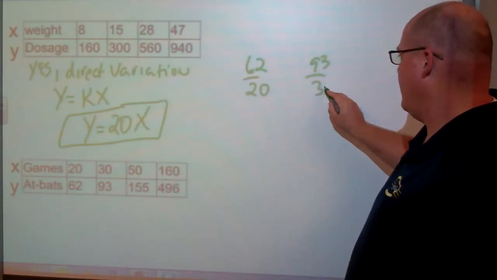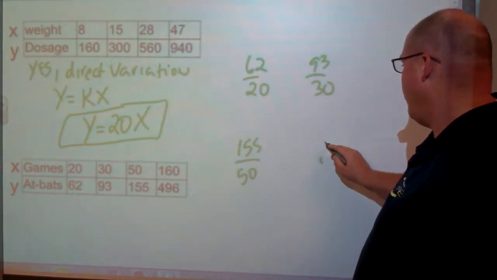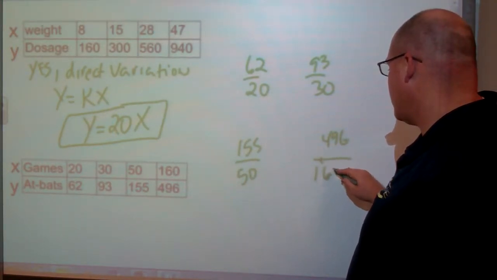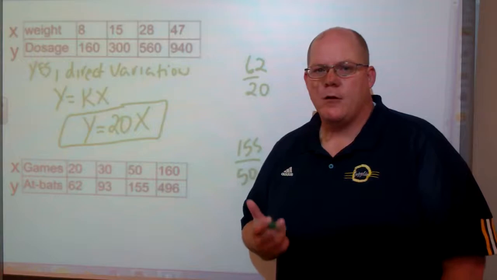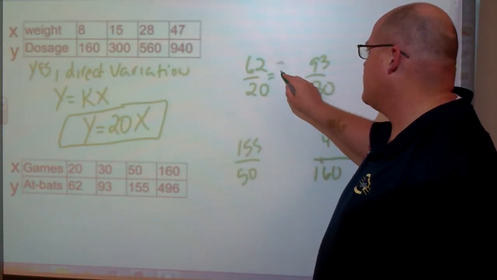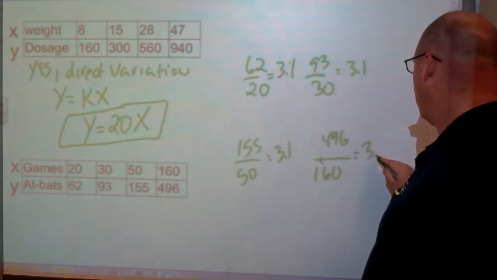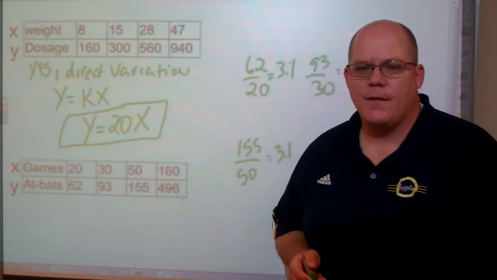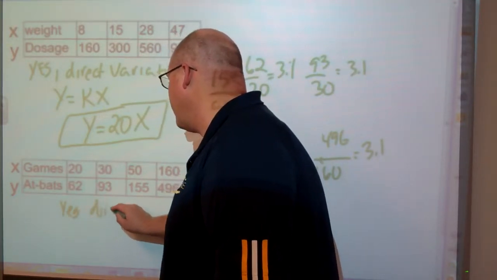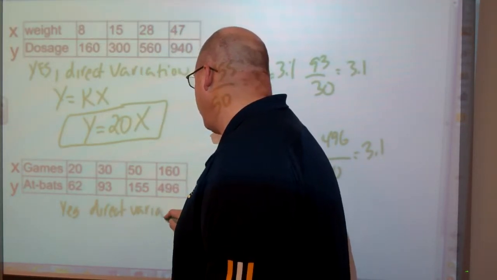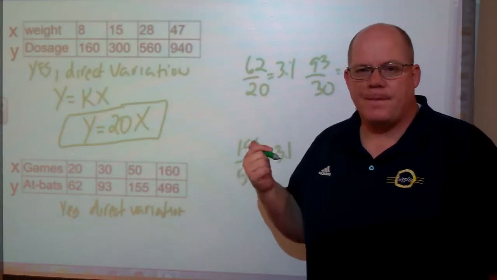93 over 30, 155 over 50, and 496 over 160. Again, I suggest using a calculator due to these division problems. I've already done them. I know that each one of these proportions is equivalent to 3.1. And because they're all exactly the same, that means we have direct variation. So yes, direct variation.